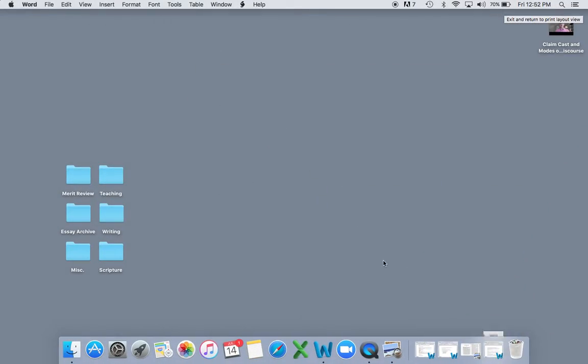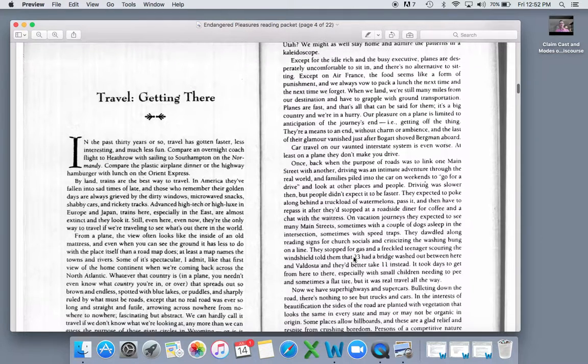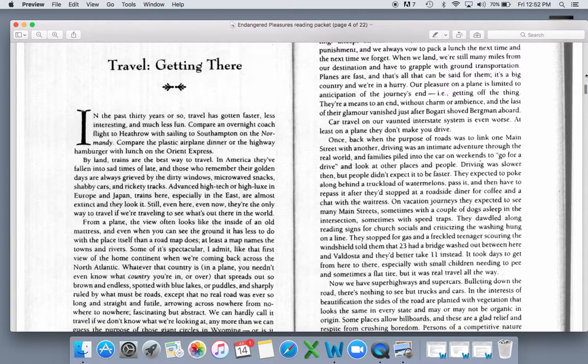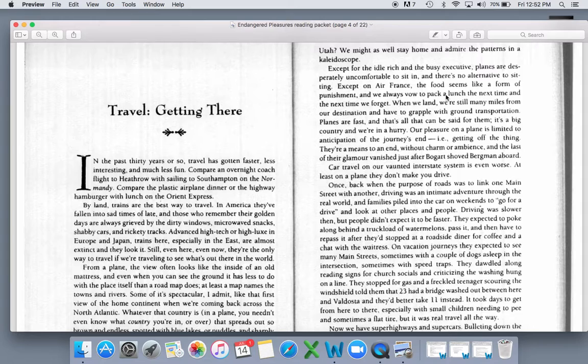Let me get out of here and pull up travel getting there. Something that I want to point out, let's go as full screen as we can, is what I pointed out about the NAPS essay, and that is the length of the problem-making section.